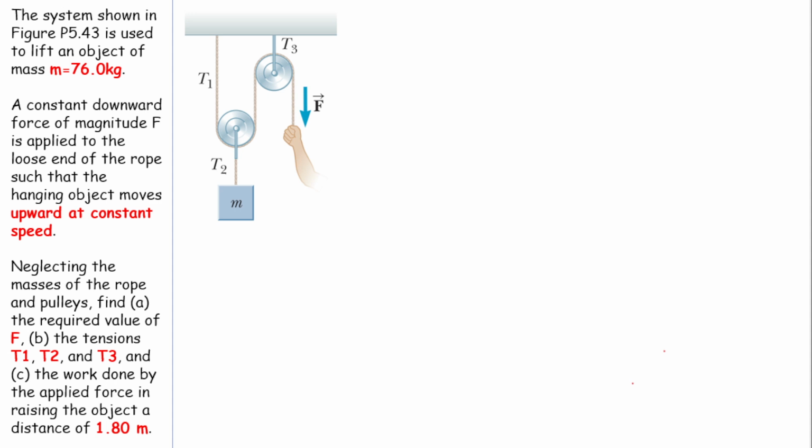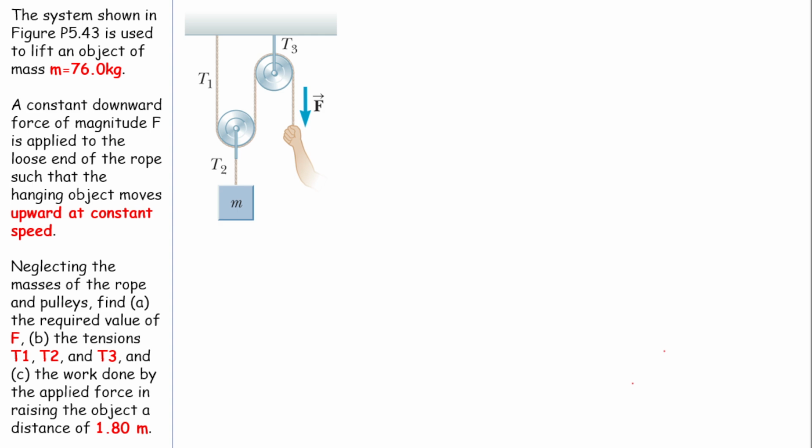The system shown in figure P5.43 is used to lift an object of mass 76 kg. A constant downward force of magnitude F is applied to the loose end of the rope such that the hanging object moves upward at a constant speed. Neglecting the masses of the rope and pulleys, find A, the required value of F, B, the tensions T1, T2, and T3, and C, the work done by the applied force in raising the object a distance of 1.80 m.